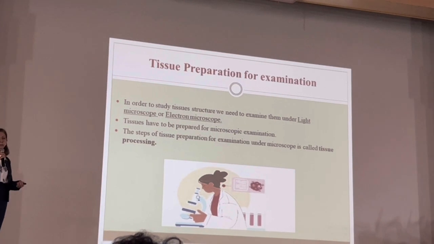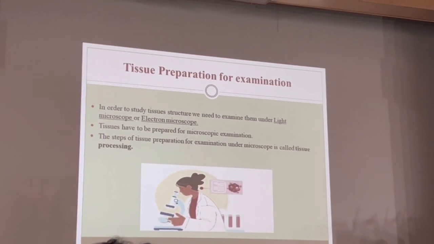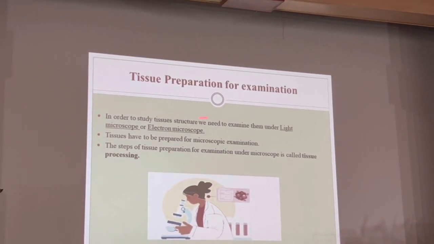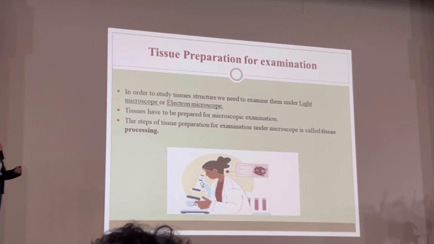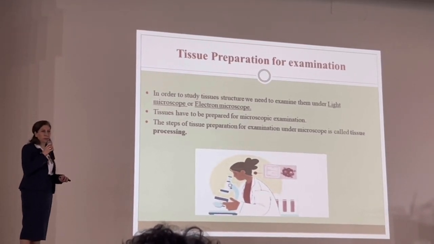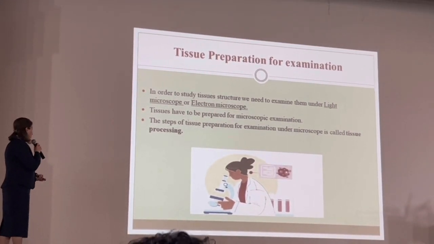The types of microscopes: routinely, as undergraduates, it is mainly the light microscope, and later on, in different stages, you might see the electron microscope and take a detailed study about it.